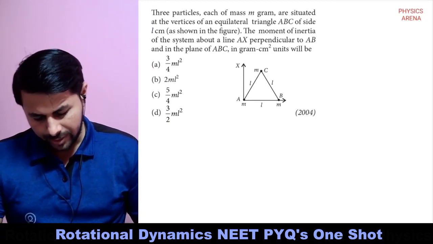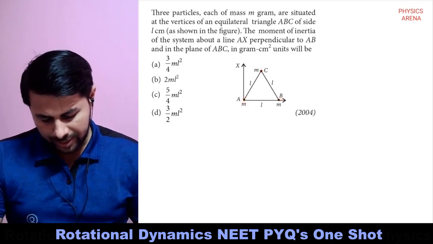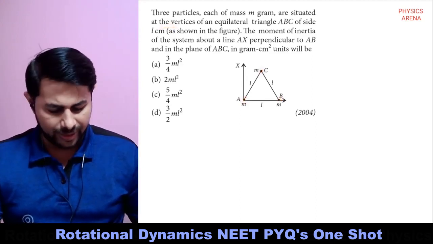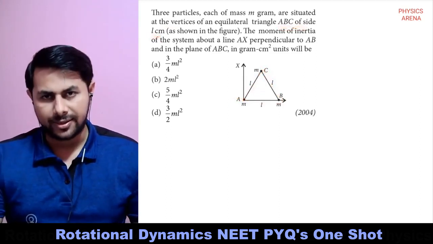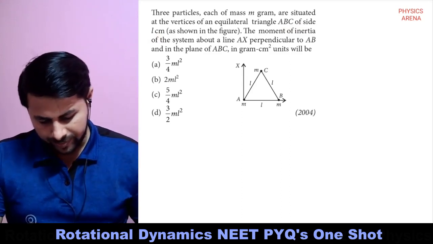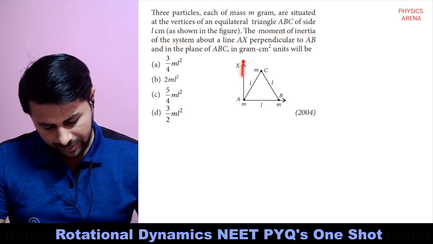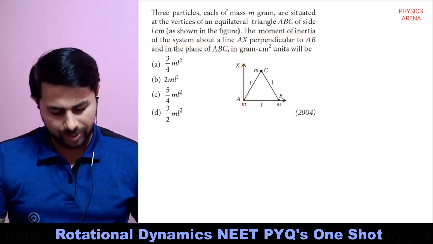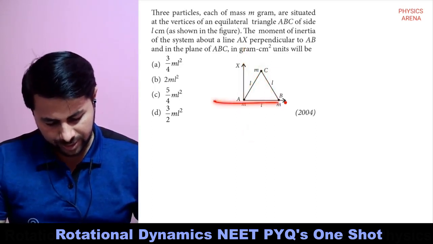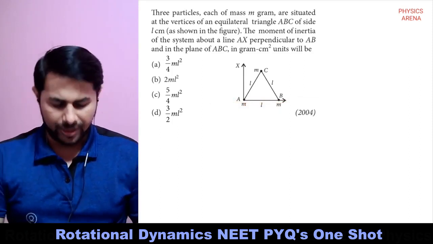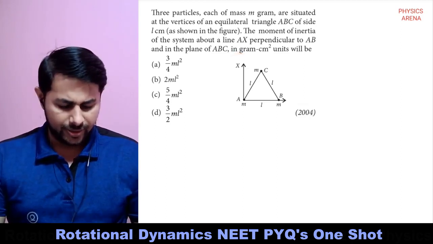See this. Three particles, each of mass m gram, are situated at the vertices of an equilateral triangle. This is an equilateral triangle ABC of side L centimeter as shown in the figure. The moment of inertia of the system about line AX. We want to find out the moment of inertia of these three masses about this line AX, perpendicular to AB and in the plane of ABC. In gram centimeter square units will be.